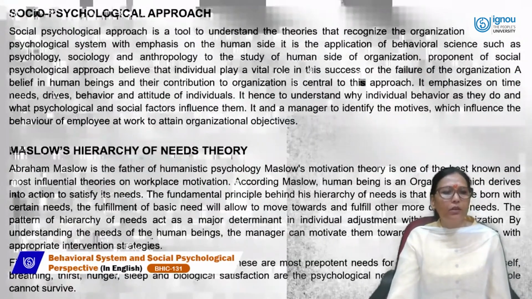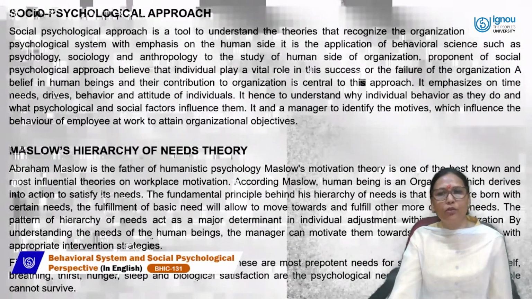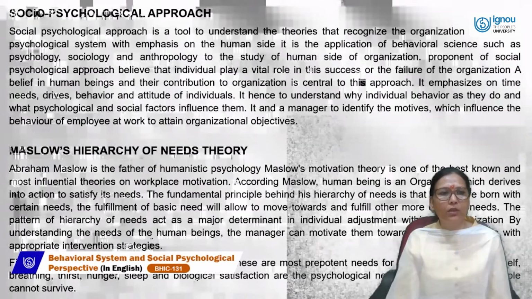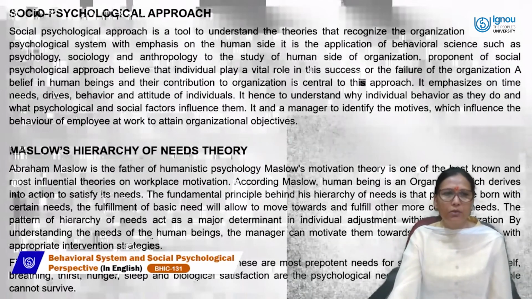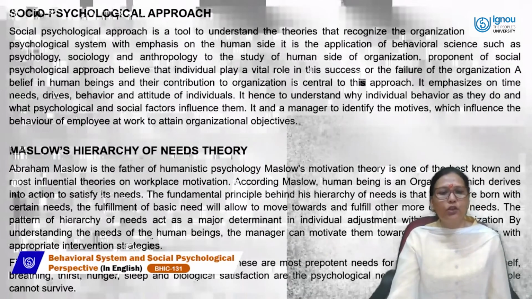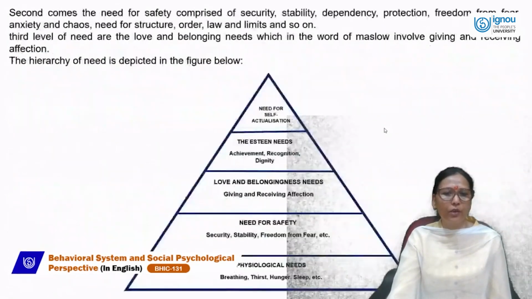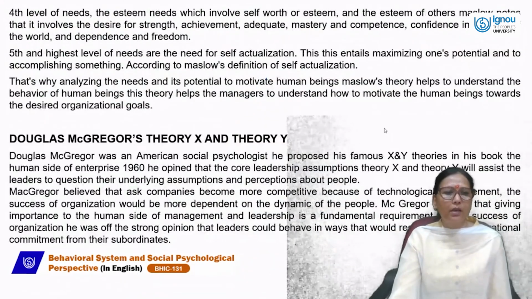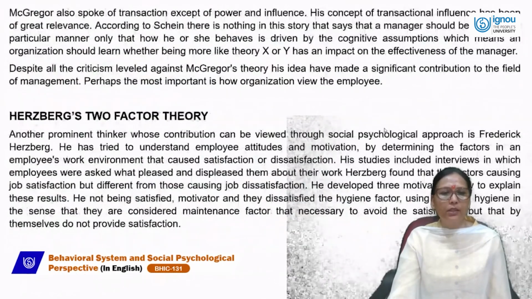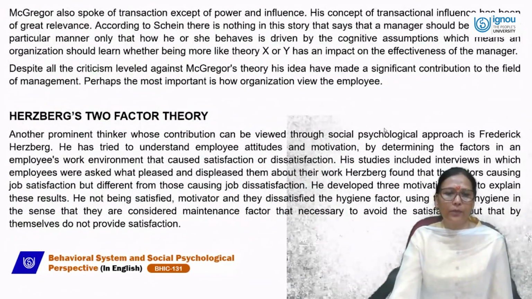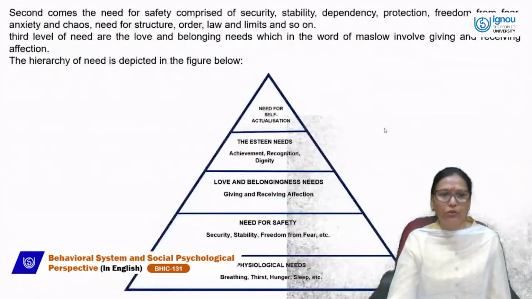Now, the social psychological approach was approached under the theories of cognition and organization as a social psychological system, which emphasizes the human side of its application. The social psychological approach, the last approach in this block, included Maslow's hierarchy of needs theory, Douglas McGregor's theory X and theory Y. We had discussed this, and we have gone through Herzberg's two-factor theory. These were the three theories in the social psychological approach.